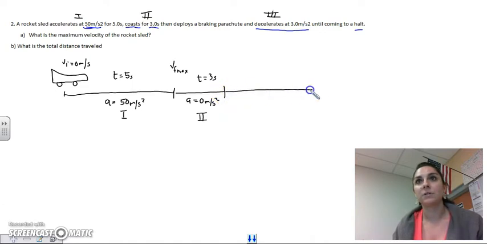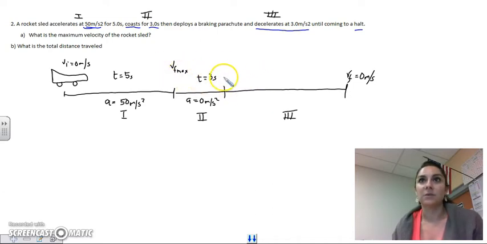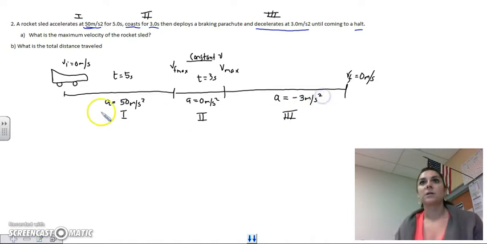And then section 3, we slow down, right? So that means if we come to a halt, I underline that keyword, the final velocity of this section 3 is 0. The velocity here is going to be the same as here, the max velocity, because this is the constant velocity part, so constant V. Right here. And then we're going to have a deceleration. Since we're slowing down, this becomes a negative number like this. So there you have it.